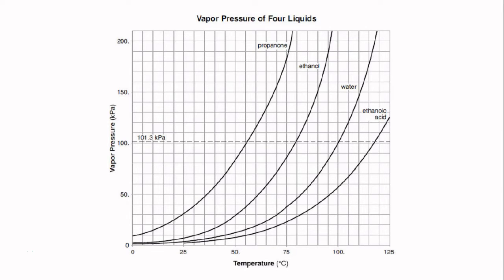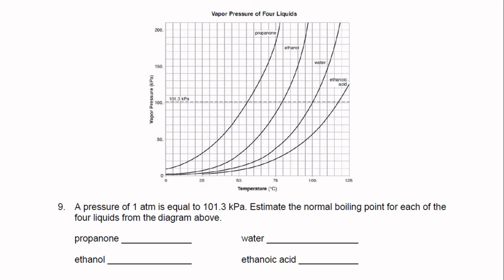All right, for this next question, we have vapor pressure versus temperature for 4 different liquids. The liquids are propanone, ethanol, water, and ethanoic acid. You can see a dashed line at 101.3 kilopascals. That pressure happens to be the standard pressure at sea level. That's the equivalent of 1 atmosphere of pressure. So that pressure will help us determine the normal boiling point for each of these liquids. So a pressure of 1 atmosphere is equal to 101.3 kilopascals.